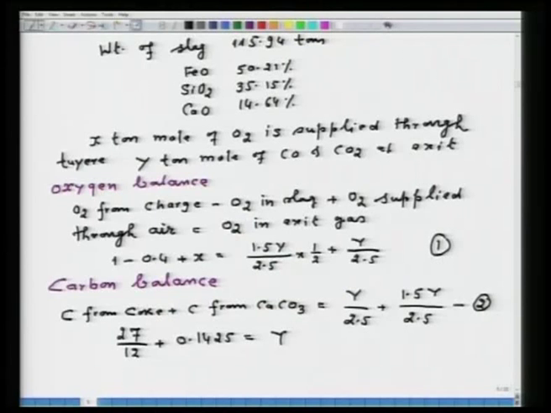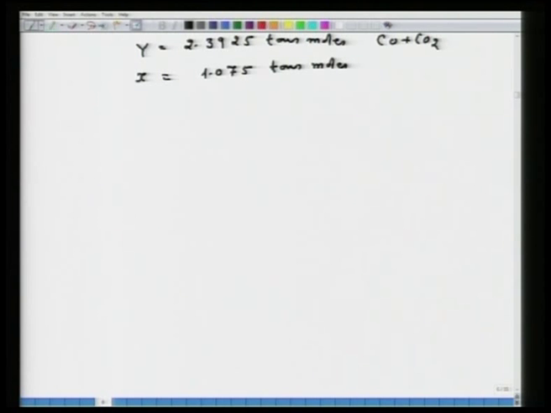So, now I can calculate y from equations 1 and 2. y will be equal to 2.3925 ton moles. I hope you recall y we have considered as CO plus CO2. And x is equal to 1.075 ton moles. X, if you recall, was the oxygen supplied through 2 years.